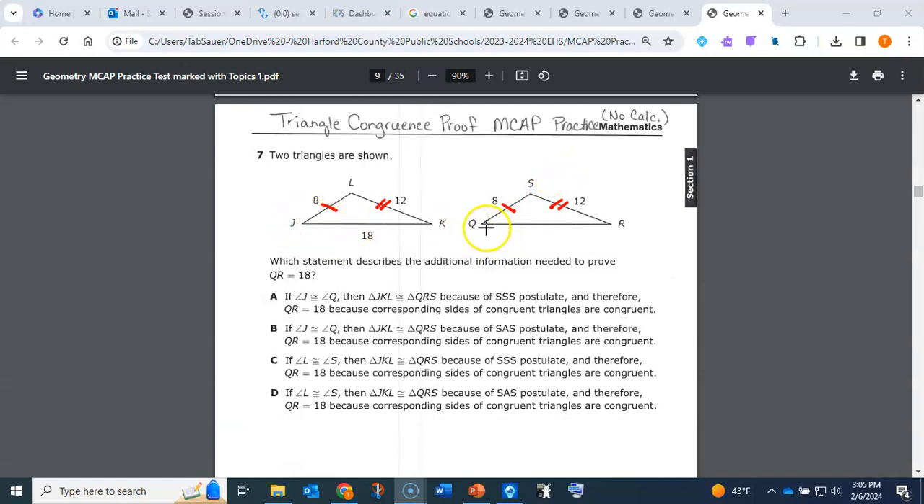If they told us that those two angles were congruent, angle J and Q, then that would be angle, side, side, and there is no angle, side, side theorem. So A is out. If J and Q were congruent, again, I said that would have to be an angle, side, side, and there is no angle, side, side theorem, so B is out. Angle L is congruent to angle S. So if angle L is congruent to angle S, that would be side, angle, side, and that would work. But for part C, they said those two are congruent, and by side, side, side, we know that those two triangles are congruent. It's not by side, side, side. It's by side, angle, side that we know they're congruent then, if those two angles are congruent. So our answer is D.